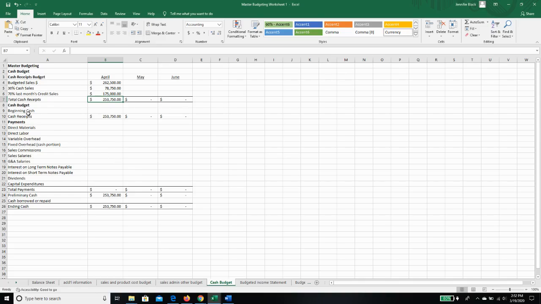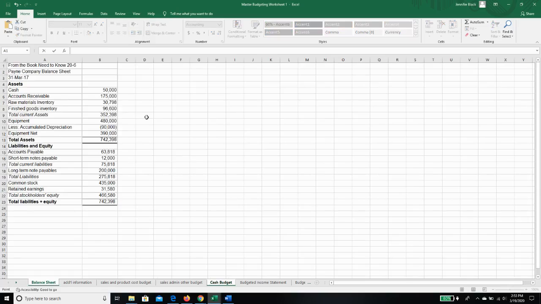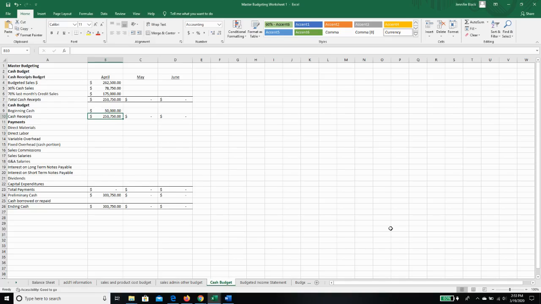Okay, the next thing I need to do, now that we have that, is put it into our cash budget. So you can see I've copied the $253,750 down into our cash receipts, but I need to find out my beginning cash. Once again, I'm going to go to my balance sheet. And my balance sheet tells me my beginning cash is $50,000. Remember, last month's ending cash is this month's beginning cash. All right, so I have beginning cash of $50,000, cash receipts of $253,750. Now let's look at our payments.